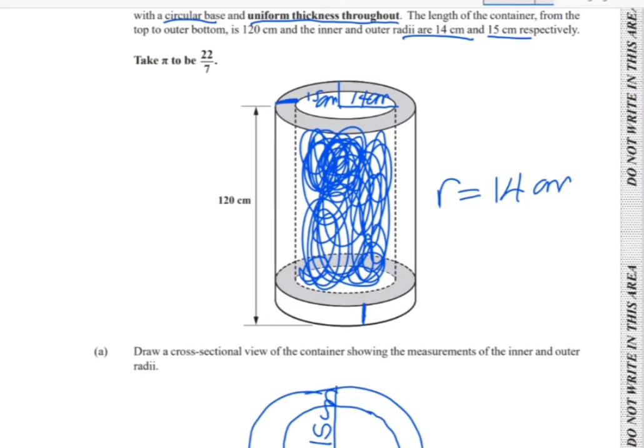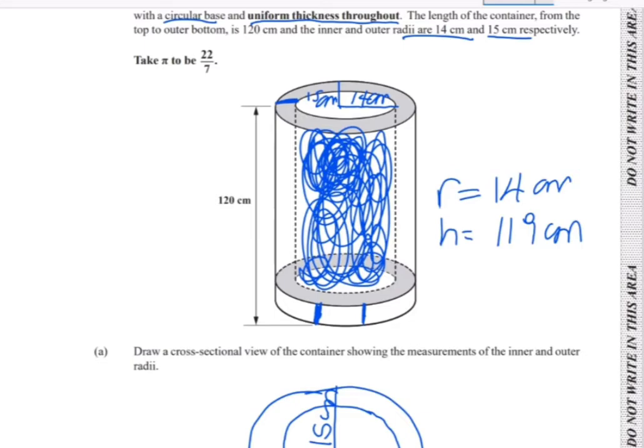And how did we get that 1 centimeter? From the center, the small circle inside has a radius of 14 centimeters and the larger circle has 15 centimeters, which means the thickness throughout will be 1 centimeter, right? So we know that down here the thickness is also 1 centimeter, which means the height for the inner cylinder would not be 120 centimeters but actually 119 centimeters, right?